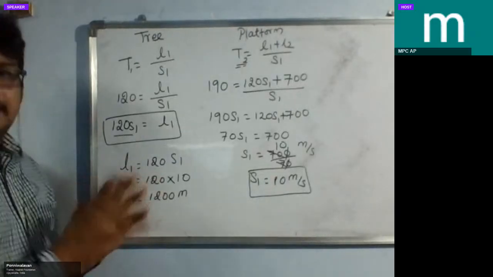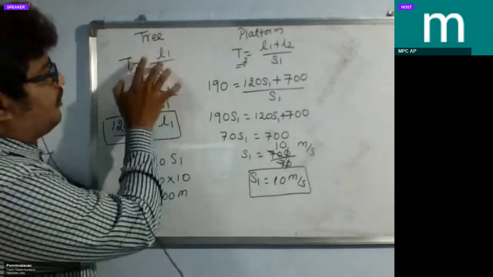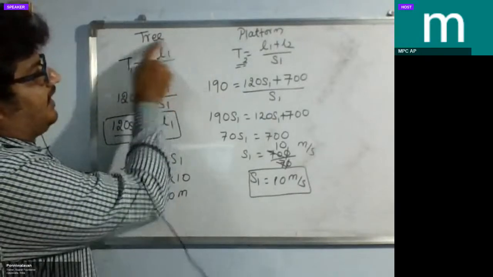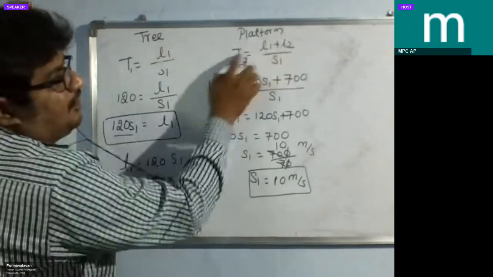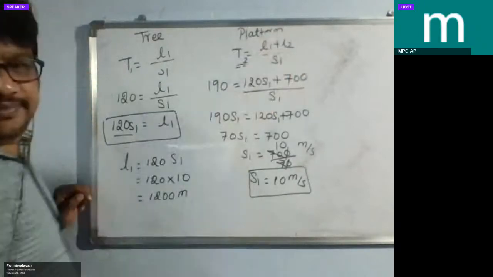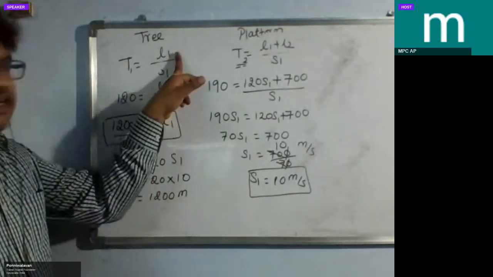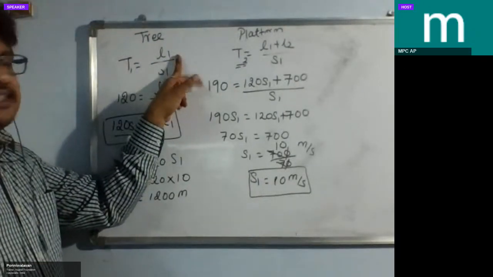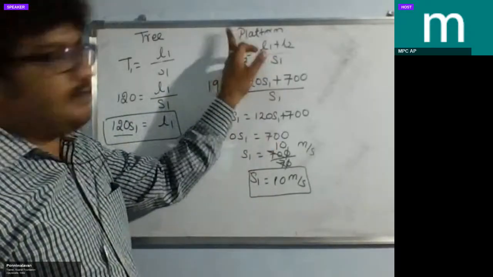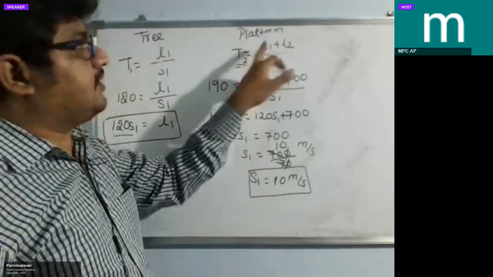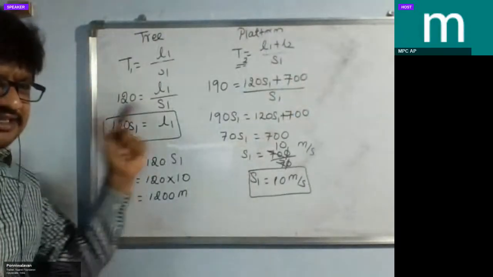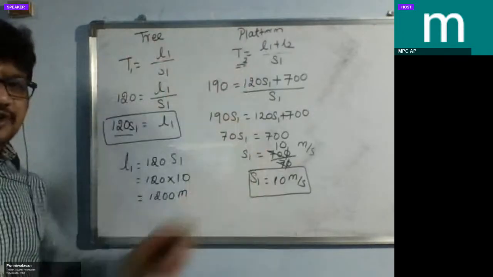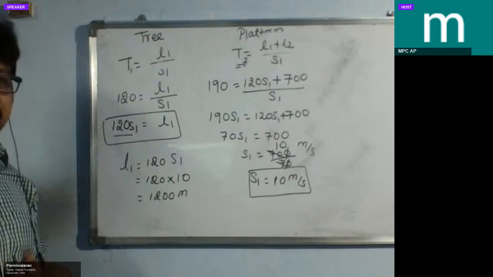Listen. For the tree, what is the distance travelled by the train? L1, right? For the platform, what is the distance travelled by the train? To cross the tree, the distance travelled is L1. To cross the platform, it is L1 plus L2. We take this many steps, right? Shall we see one shortcut for this question?